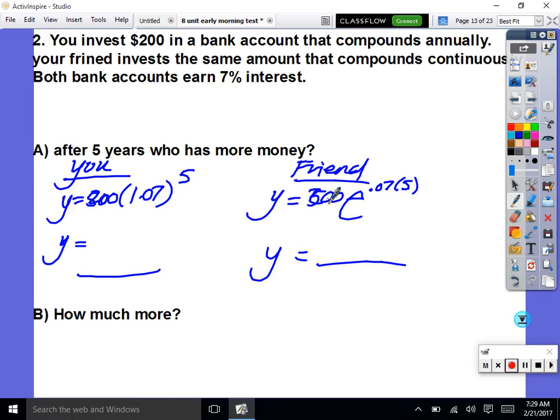So then you would compare, and then it says on B, who made more money? So you'd say you or your friend, depending on who comes out more. And then it says how much more. So you just take the larger, subtract the smaller. So like $8 or whatever.